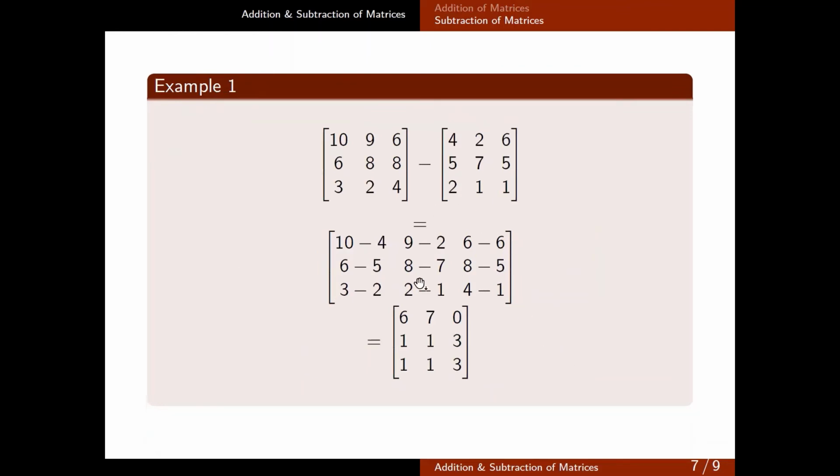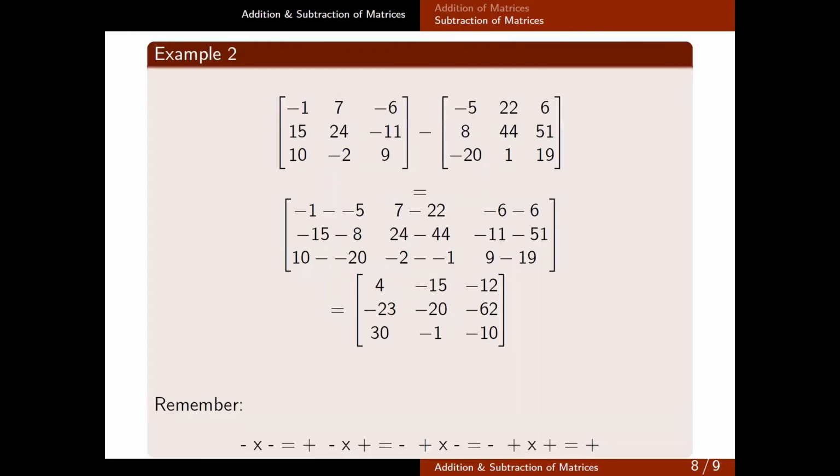This example is exactly what we had with addition of matrices. The only difference is the negative sign. So you're going to have 10 minus 4, 9 minus 2, 6 minus 6, all the way to the last row, 3 minus 2, 2 minus 1, and then 4 minus 1. When you do the subtraction, you're supposed to get that answer.